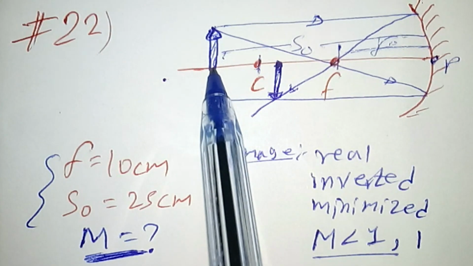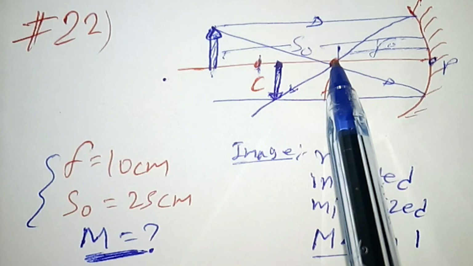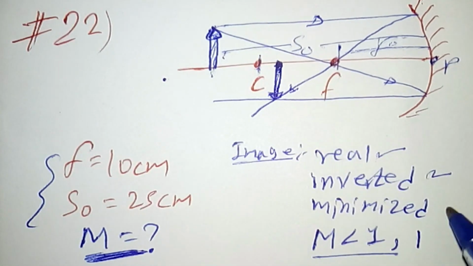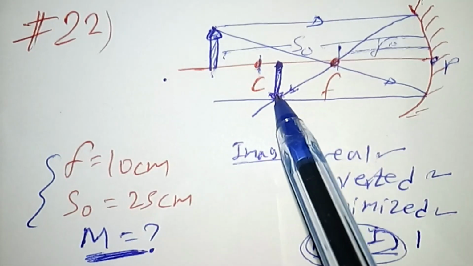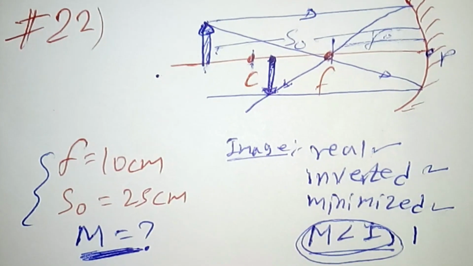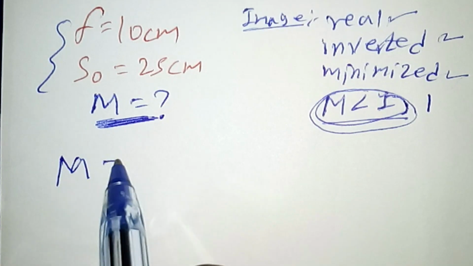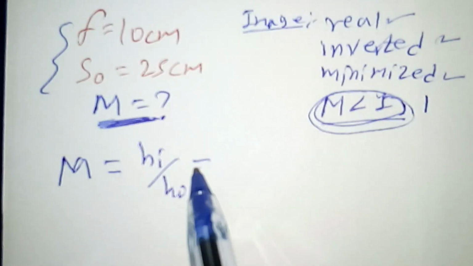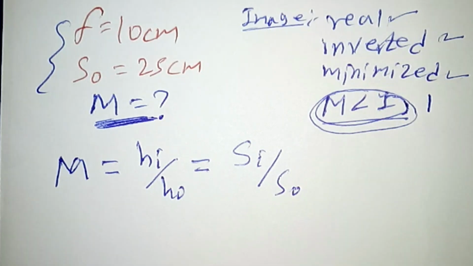So if the object is placed behind the center of curvature of the concave mirror, the image is always formed between the center of curvature and the focal point of that mirror. So the image formed is always real, inverted and minimized. That means the magnification is less than 1. To find the magnification of the image, or how many times the image is magnified, we use that the magnification is equal to the image height divided by the object height, or equal to the image distance divided by the object distance from the mirror.